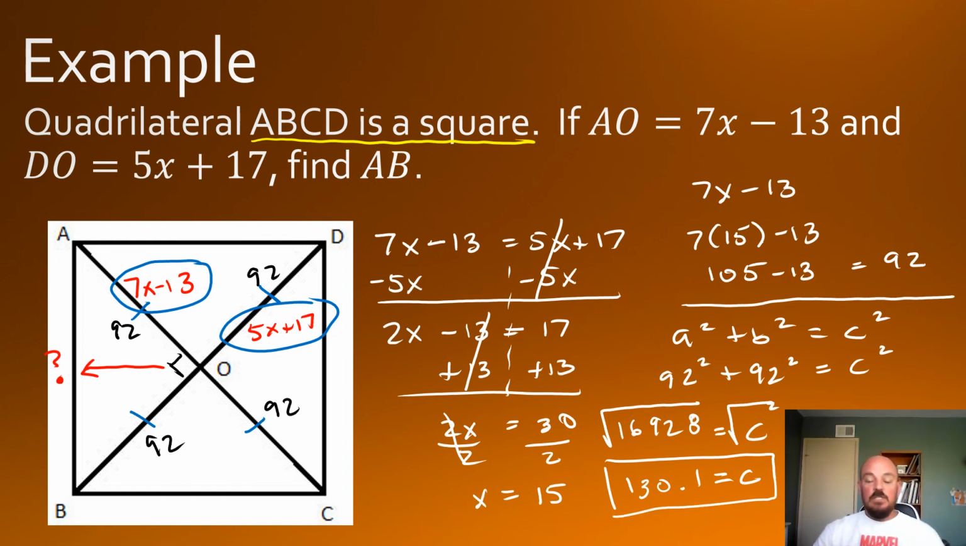So that was a really good question because it took us a few steps. We had to solve for x first, we had to use x to find the side, and then finally we had to do Pythagorean theorem to actually answer the question. But we also used a lot of good quadrilateral theorems in there. We used the fact that the diagonals were perpendicular to make right triangles. We used the fact that the diagonals were equal to solve for x. So there's a lot of good theorems in there.